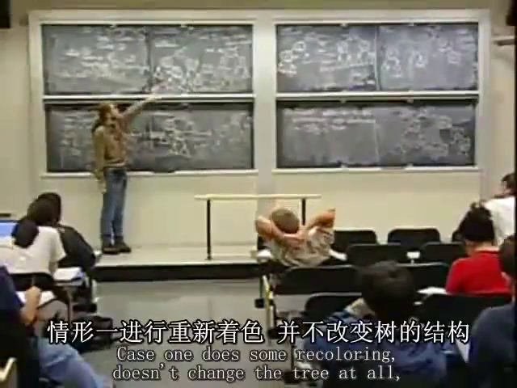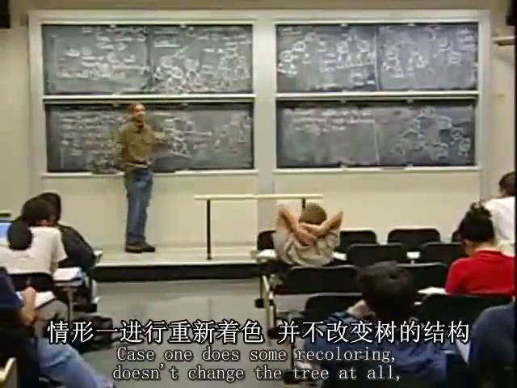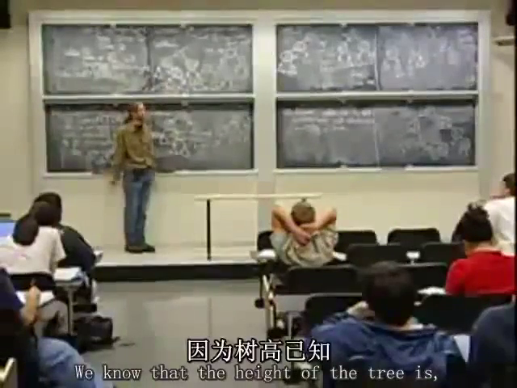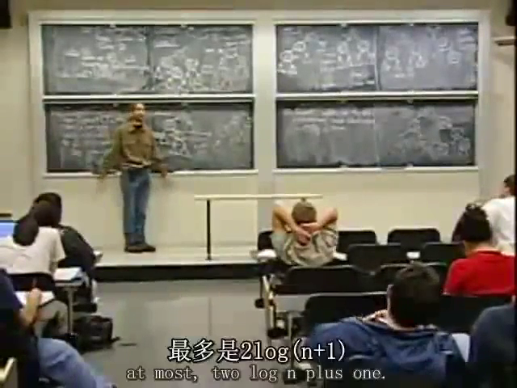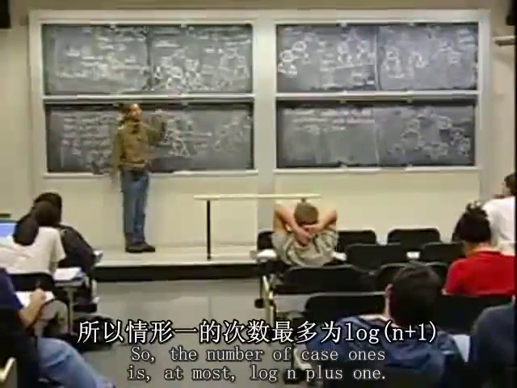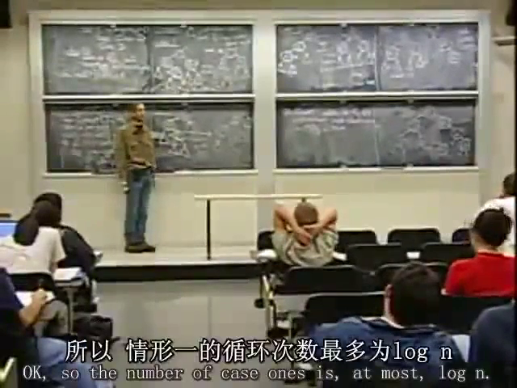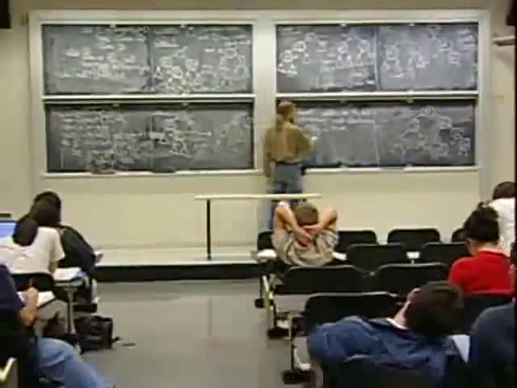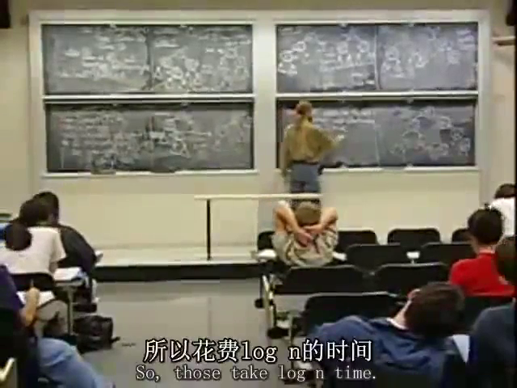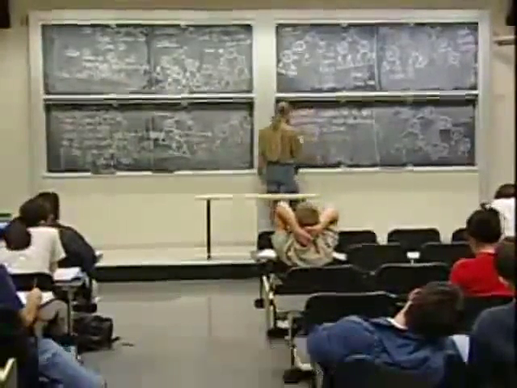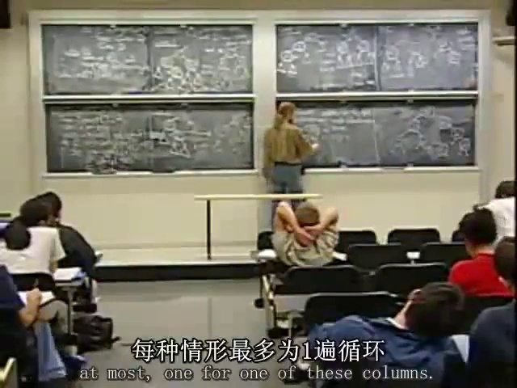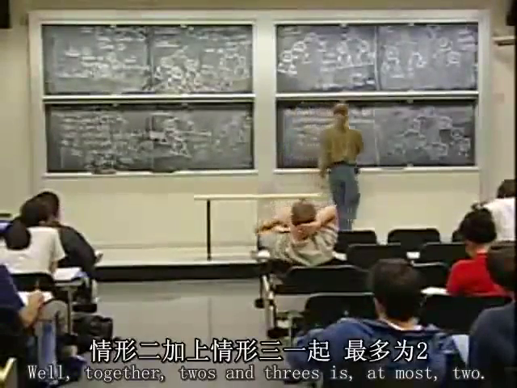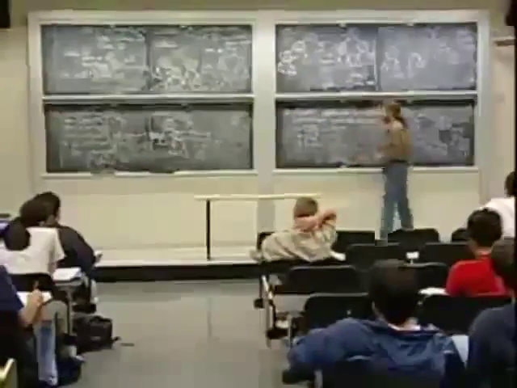Case 1 does some recoloring, doesn't change the tree at all, and moves x up by 2 levels. We know that the height of the tree is at most 2 log n plus 1. So the number of case 1s is at most log n plus 1. Okay, so the number of case 1s is at most log n. So those take log n time. And then the number of case 2s and 3s is at most 1 for one of these calls. Well, together 2s and 3s is at most 2. Okay, so log n time.